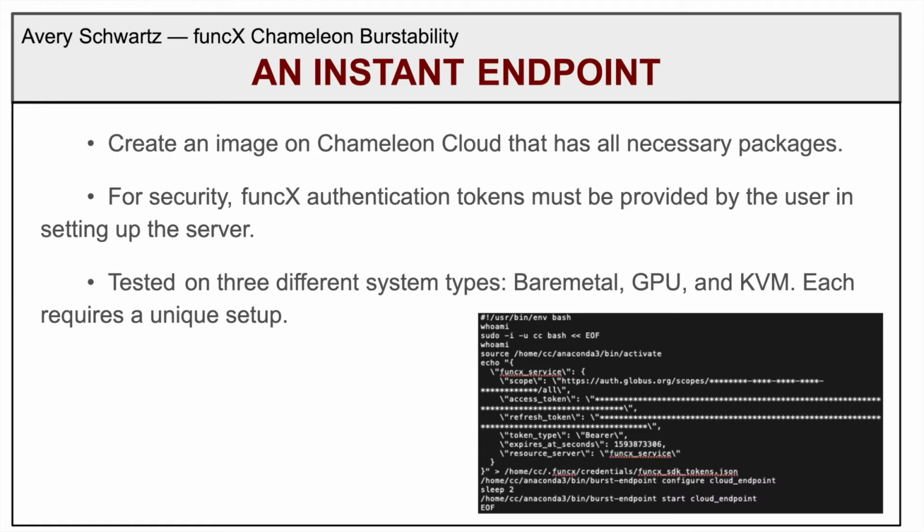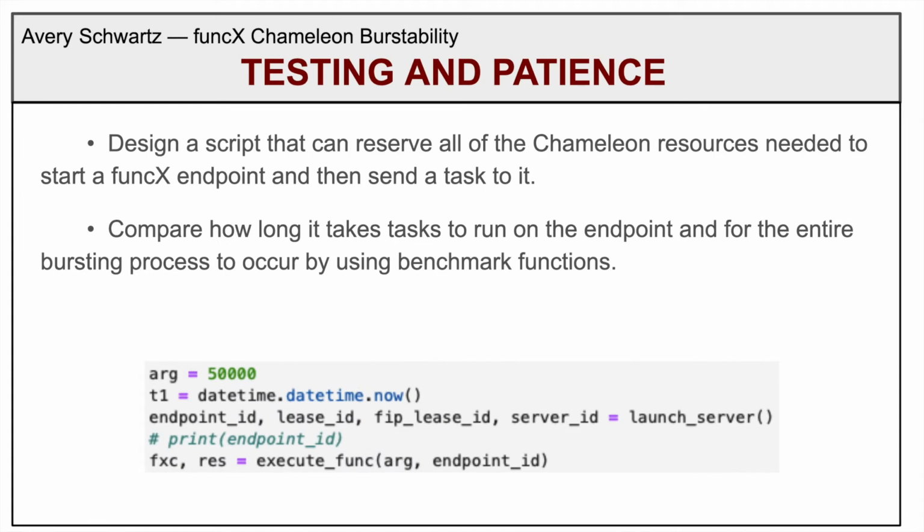But of course, having all these images, we want to compare their capabilities. So our second step is testing and patience. And not testing patience, but testing and patience. Now, to do this, I wrote a script that will reserve all the necessary Chameleon resources, launch a funcX endpoint on that server, then send a task for it to execute, all while timing how long the task takes and how long the overall burst takes.